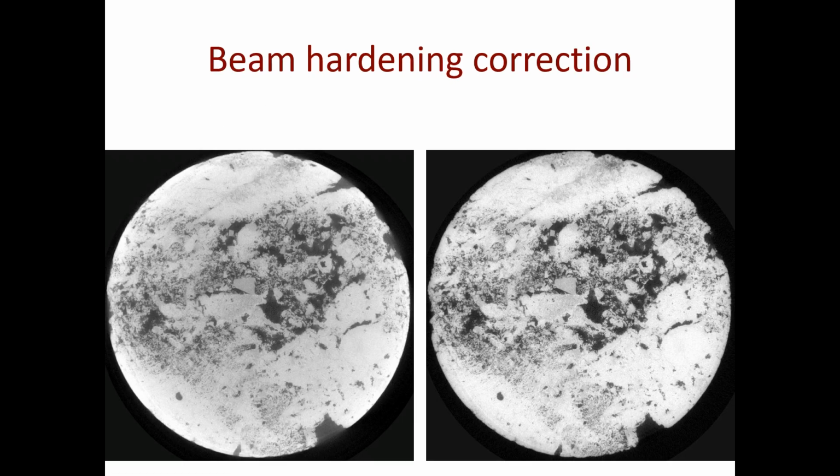Now, which one's corrected? Which one is not corrected? It's a little hard to see. So this one has beam hardening, and this one has less of it. So you typically see it as a shade, like a change in shade on the outer side of the image. Okay?